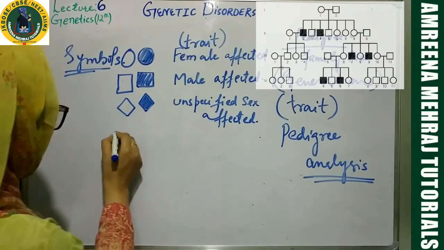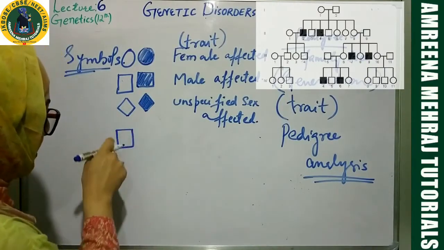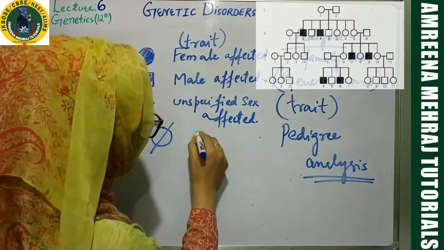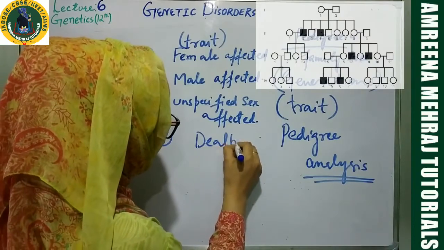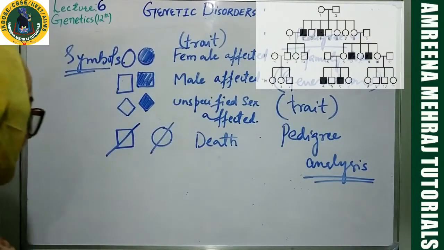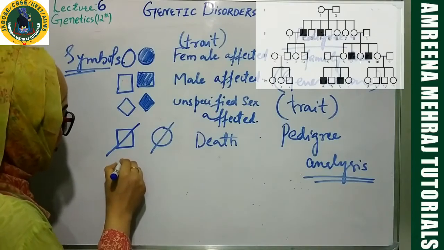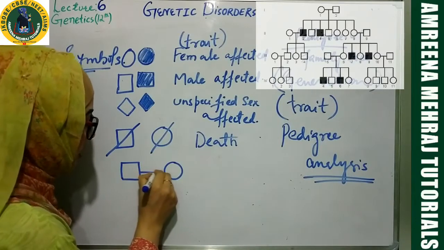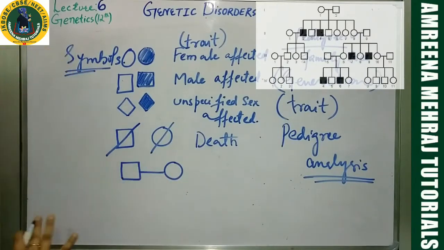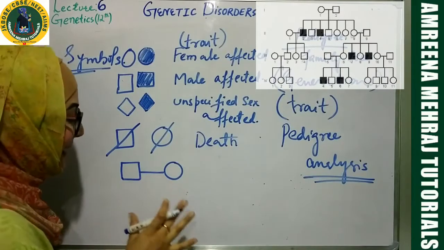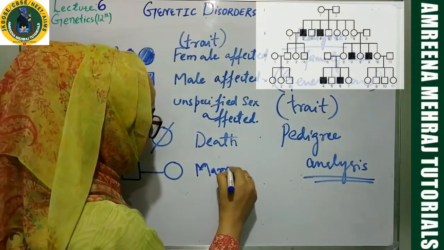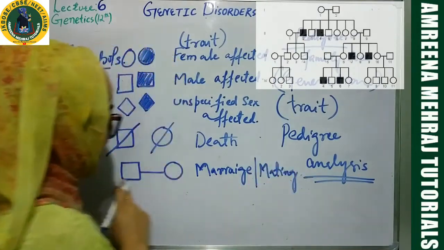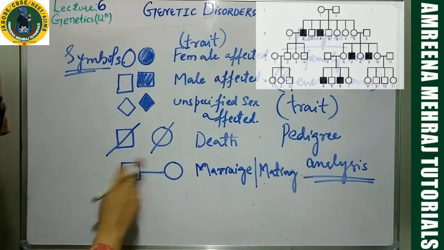My dear students, at certain points we draw a square with a diagonal line, or a circle with a diagonal line. These two are indications of death, meaning the individuals are no more, they are dead. Sometimes, you draw a square and a circle and join the two with a horizontal line like this. This horizontal line has a meaning. It means marriage, or mating. It indicates that this is a married couple.